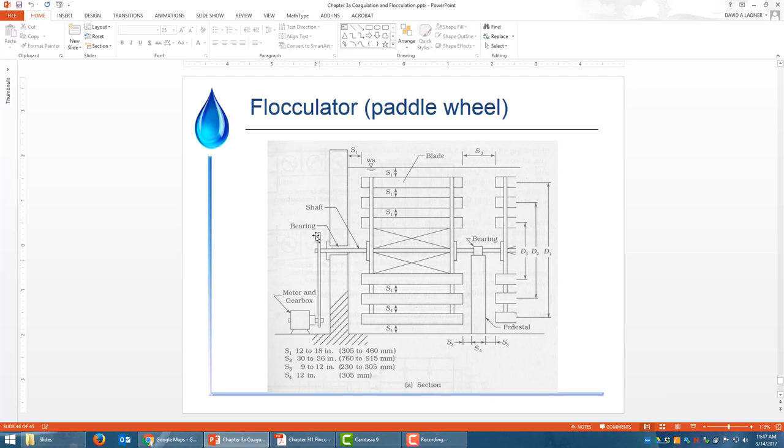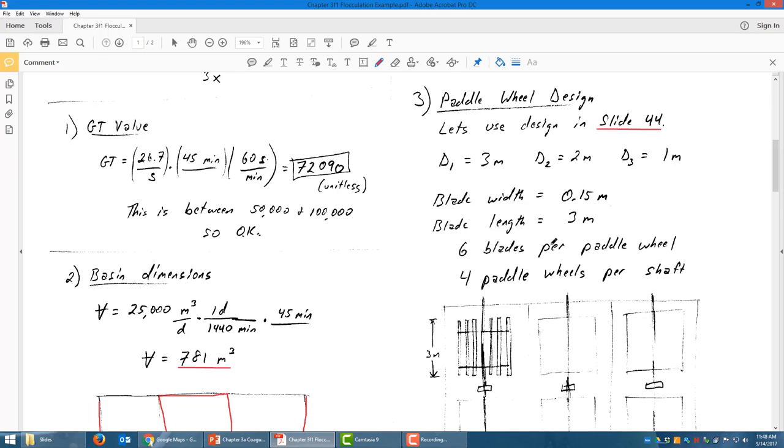Notice we've got a motor. This would be a chain that's turning this shaft. The shaft is going through all of these, and so we have this one paddle here. And notice the dimensions. We define D1 as the diameter of the outside paddle, the center to center diameter. That's important, actually. D2 is the diameter of the middle paddle, and D3 is the diameter from paddle to paddle of the inner paddle. Okay, I think those are the key dimensions that we need to pay attention to.